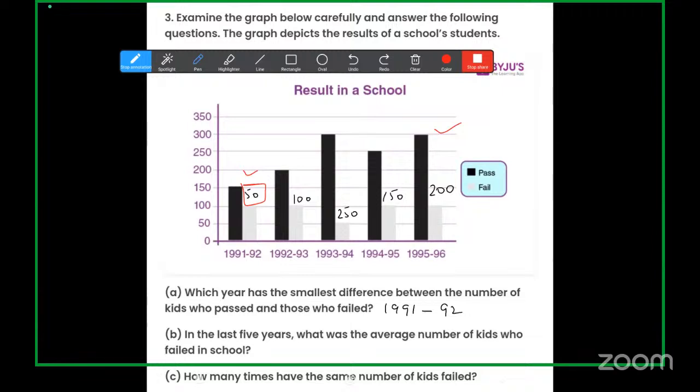So now B1: in the last 5 years, the average number of kids who failed in school. Like I said, we can calculate that. Sum up all the students who failed. The failed ones you can see here are 100, then here it's 50, 100, and 100. So sum that up.